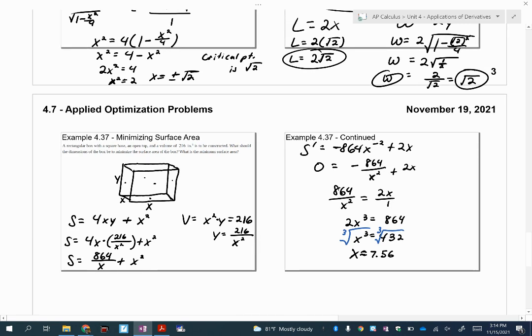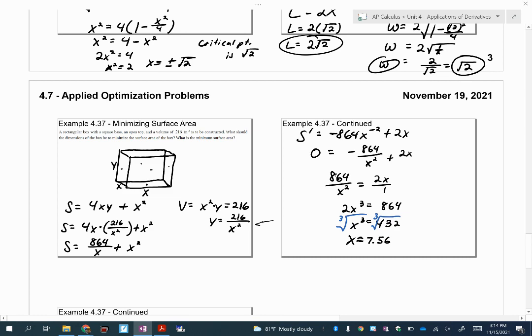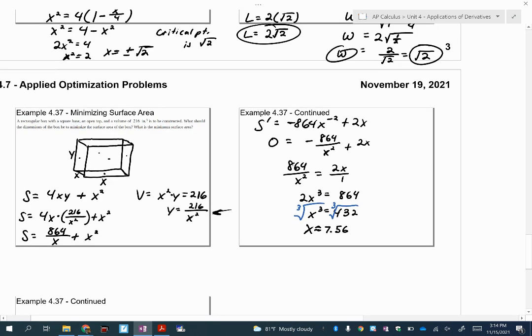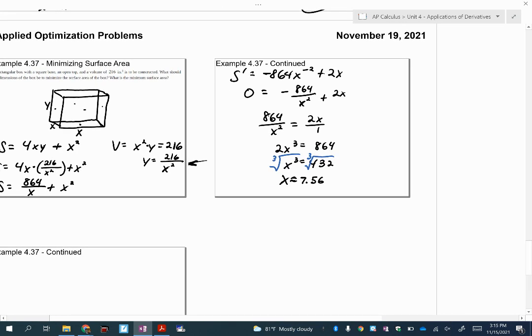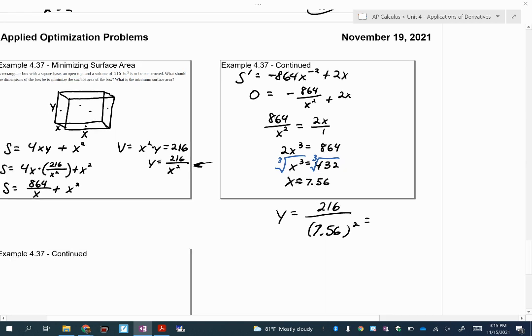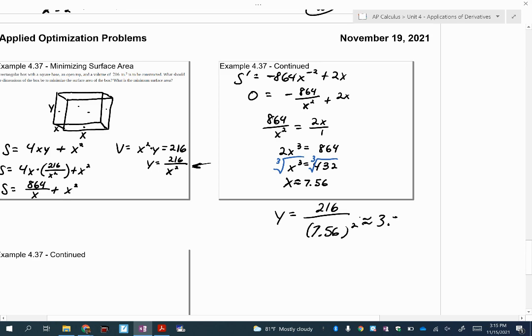And then to find Y, remember Y was the same as 216 over X squared. So to find Y, I'm going to do 216 over this 7.56 squared. All right, so let's see, 7.56 squared, divided into 216, flip it. And you get 3.78, so approximately 3.78. So those are my dimensions that I should use.